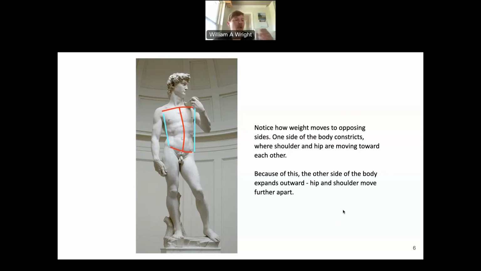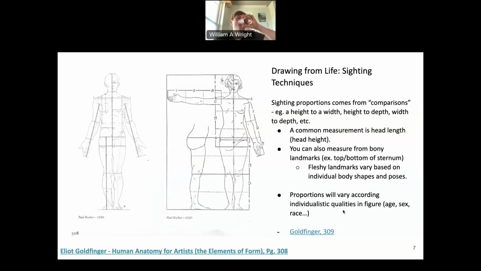It's not just about shifting weight on one leg. All right, so we've already talked about foreshortening, which I'll get to in a minute, but that's another thing that can affect all these proportions. And it's a reminder, we've talked about it plenty of times before: drawing from life, sighting techniques. The whole idea of proportions is based on comparisons, which happens from sighting techniques, comparing height to width, height to depth, width to width.